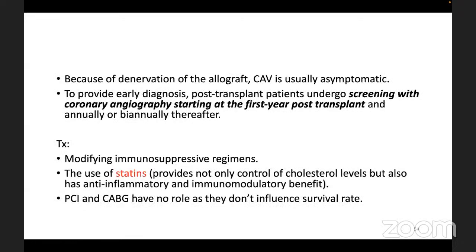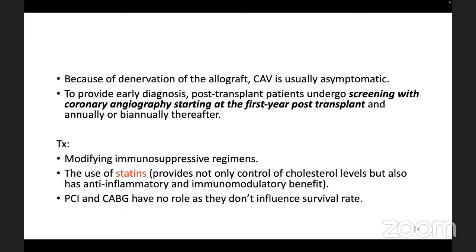Because of the denervation of the allograft, cardiac allograft vasculopathy is usually asymptomatic, just like any other post-transplant disease. To provide early diagnosis, post-transplant patients undergo screening with angiography starting at the first year post-transplant and annually or biannually thereafter, depending on their risk factors.